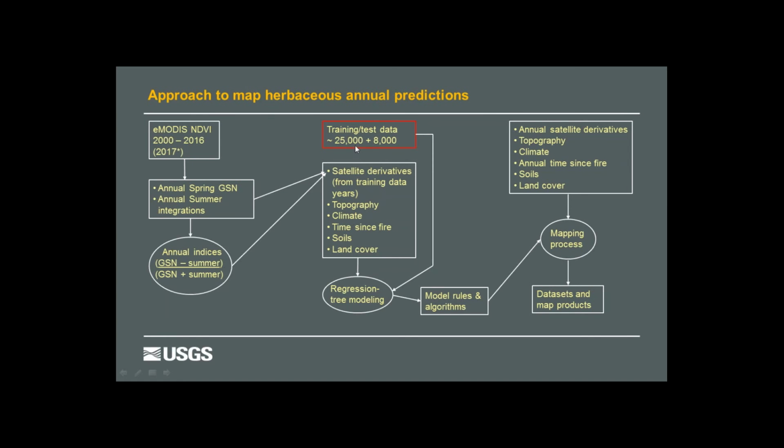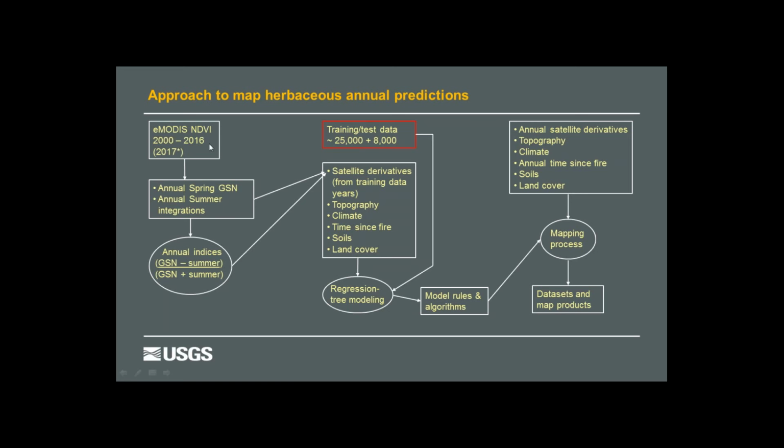So Homer's data, we use approximately 25,000 of their pixels as training data, and we add in about 8,000 pixels from Peterson's 2 years of work. And you're talking about 250 meter pixels. Yes, these are 250 meter pixels.